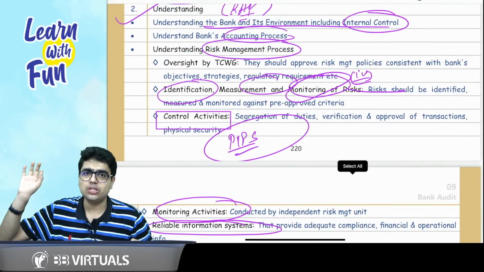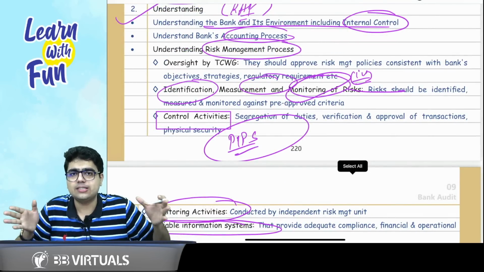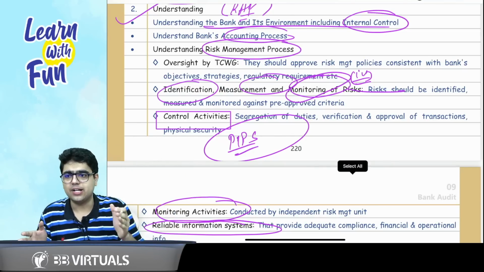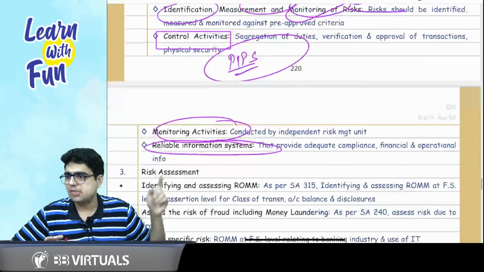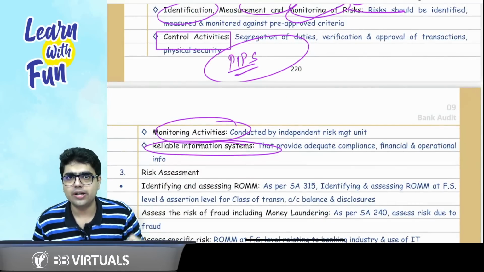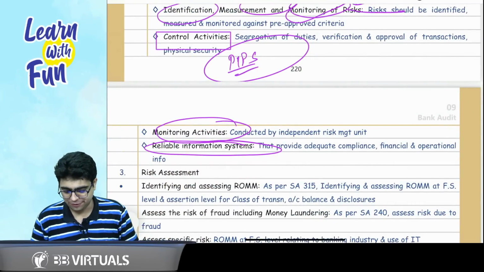Oversight by TCWG that will take care of the whole risk management process. Then the risk and control. IMM of risk: identification, measurement, monitoring. Then comes the part of monitoring activities. And how do you monitor? Through the information provided by a reliable information system.